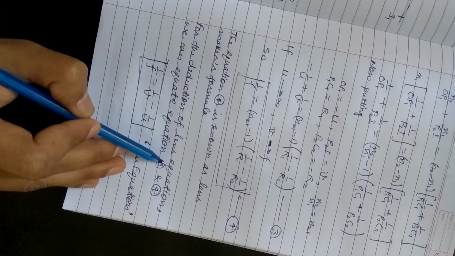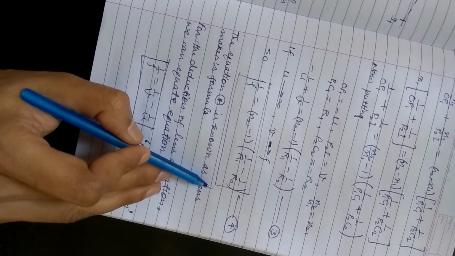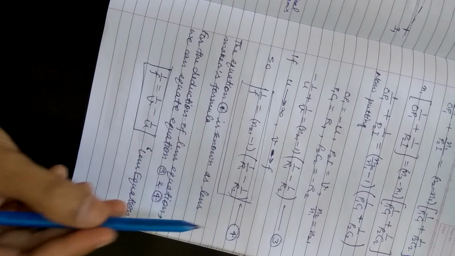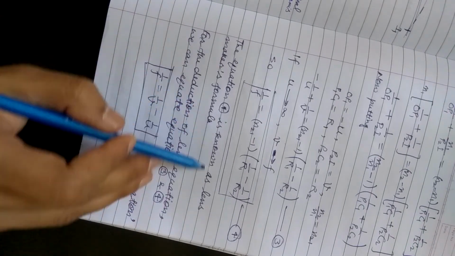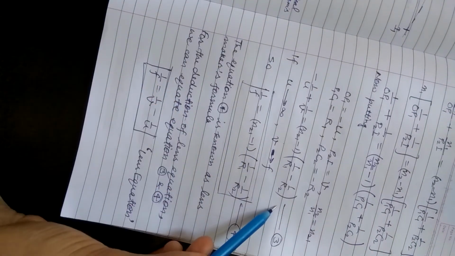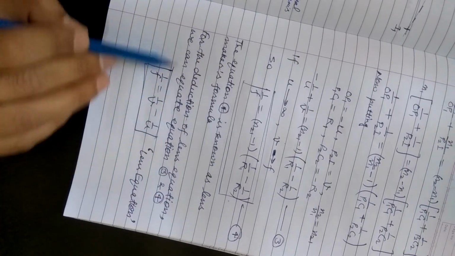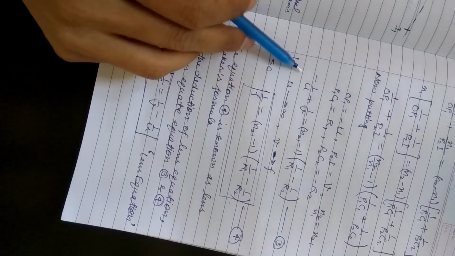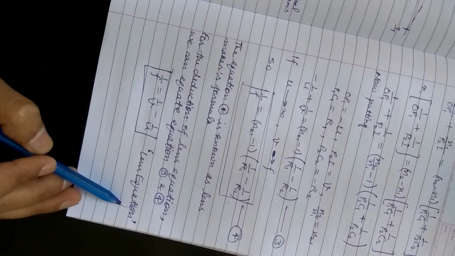Now for the deduction of the lens equation, students, the derivation is the same, but sometimes the question comes: derive the Lensmaker's formula and hence deduce the lens equation using the same mathematical analysis. So for the lens equation we can equate equation number 3 and equation number 4, and it becomes 1 upon F equals minus 1 upon U plus 1 upon V. So 1 upon F equals 1 upon V minus 1 upon U. That's it, all the best.